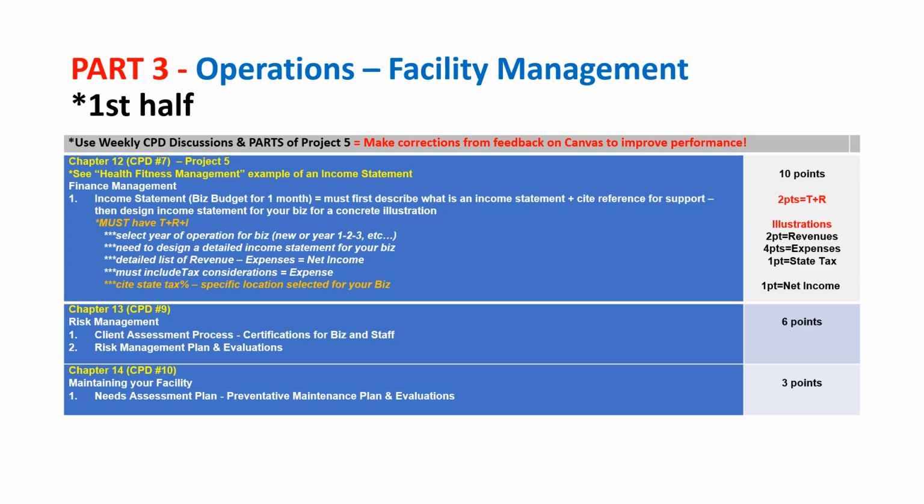What I need here is, again, list the different revenues you talked about in part 2, and then we want to have detailed expenses so you understand that and show demonstrated understanding. And then last, looking at your state tax for your specific location, making that part of the expenses and cite that. We get into risk management then.